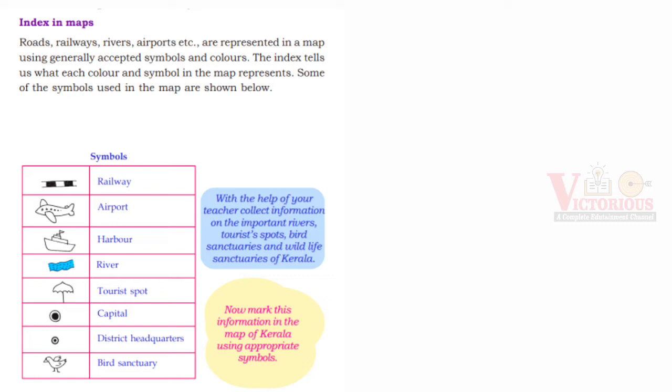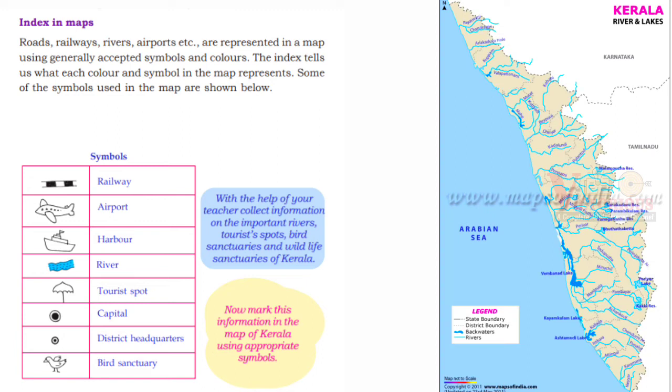Important rivers of Kerala. Do you know how many rivers are there in Kerala? Yes, that's right. There are 44 rivers in Kerala. All but 3 originate in the Western Ghats. 41 of them flow westward and 3 eastward. Bhavani, Kabini and Pambar rivers flow eastward.